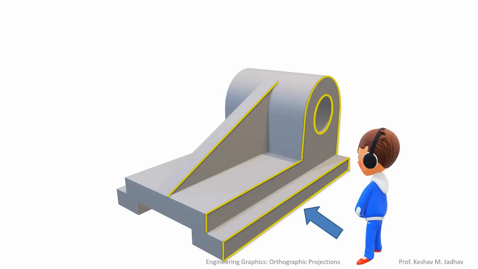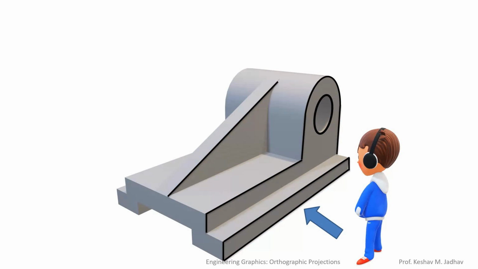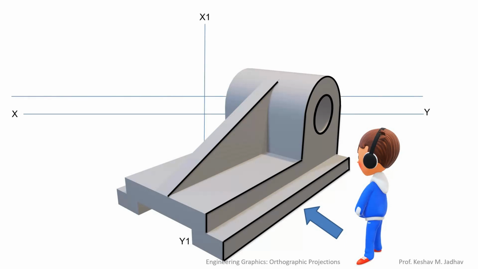So before drawing orthographic views, first we have to draw one horizontal line xy, then one vertical line x1 y1. Draw parallel lines above and below the xy line at 10 mm each. Also draw vertical lines on the left hand side of x1 y1 and on the right hand side of x1 y1 at 10 mm distance each. Now we have to draw orthographic views according to the first angle method of projection.